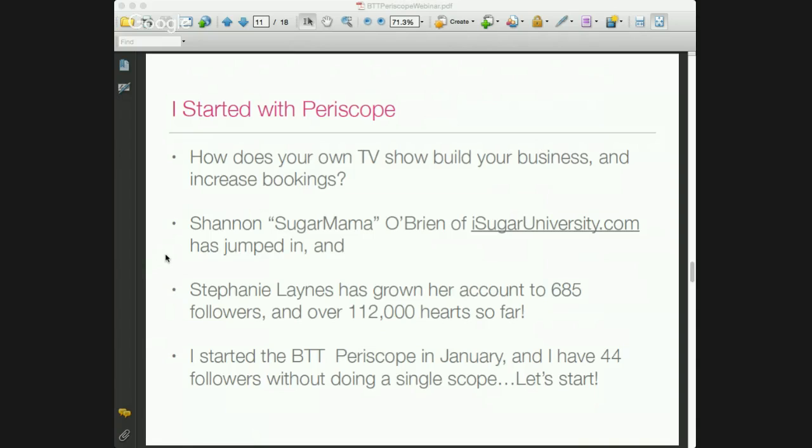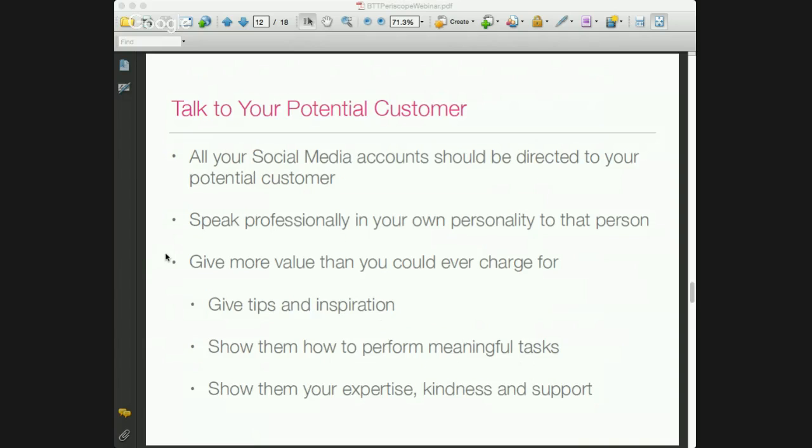And then I just started Beauty Tech Tools Periscope in January. And I have 44 followers without even doing a single scope. Not at all. I have not even done 1 scope yet. But when I'm done with this, I will. So, all right, the training's coming up. Thank you for hanging on. Just bear with me 1 more minute. I need to do a little bit of prep beforehand.